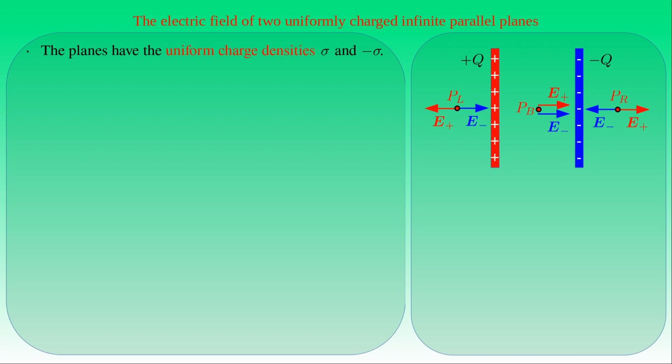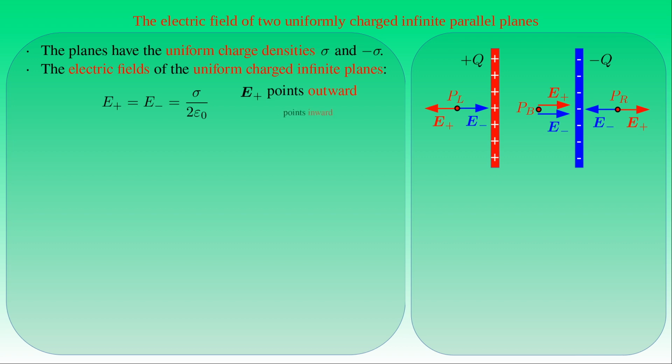We have already seen that the magnitude of the electric field due to a uniformly charged infinite sheet is equal to its surface charge density divided by 2 times epsilon naught. That is, the magnitudes of both the electric fields E sub plus and E sub minus are equal to sigma over 2 times epsilon naught. The only difference between these fields is that the field E sub plus points outward and the field E sub minus points inward. Now we can apply the principle of superposition for electric fields to determine the net electric field E created by both the charged planes.